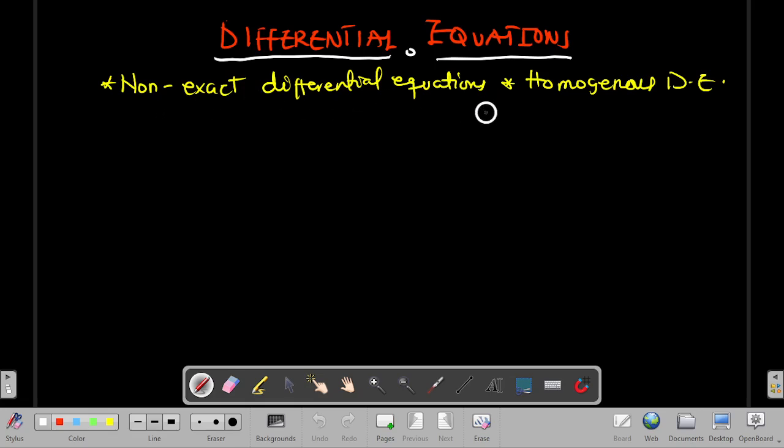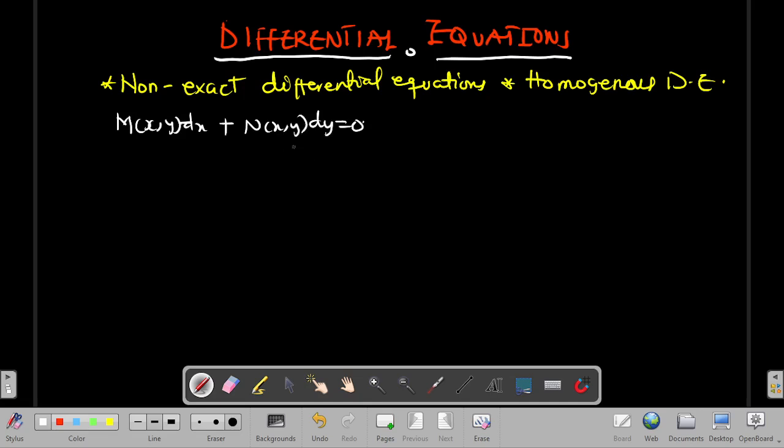Non-exact differential equations. In our previous lesson, I took you through exact differential equations. You got to know that every exact differential equation has the form M(x,y)dx + N(x,y)dy = 0. This is the general or standard form for every exact differential equation.